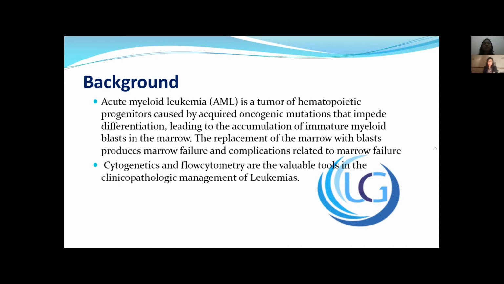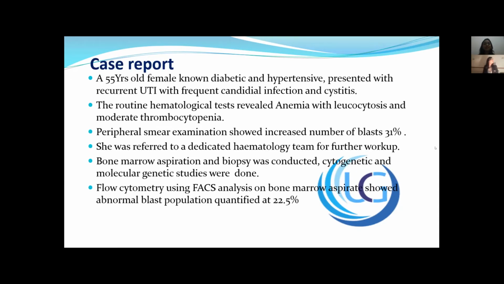Acute myeloid leukemia is a tumor of hematopoietic progenitors caused by acquired oncogenic mutations that impede differentiation, leading to the accumulation of immature myeloid blasts in the marrow. The replacement of marrow with blasts produces marrow failure and complications related to marrow failure. Cytogenetics and flowcytometry are valuable tools in the clinico-pathologic management of leukemias.